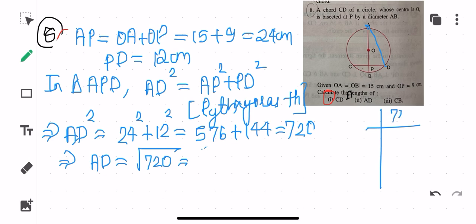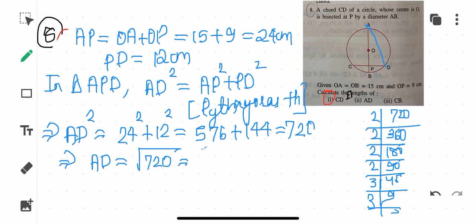So this is 720, children. This divided by 2 will be 360. This divided by 2 will be 180. This divided by 2 is going to be 90. This divided by 2 is 45. This divided by 5 will give me 9, then 3 and 3. So how much am I getting? This is equal to 2 into 2 into 2 into 2 into 3 into 3 into 5.